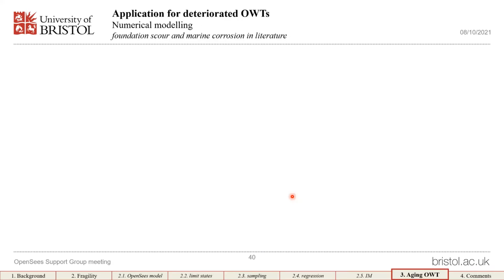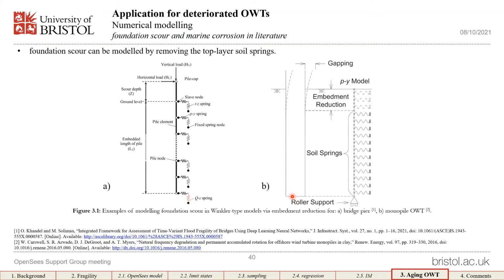Now that we have finally completed our assessment for multi-hazard fragility, I'll be presenting this very quick application for aging offshore wind turbines. The modeling of aging in our case involved two aspects, namely the long-term foundation scour and tower corrosion. Firstly, foundation scour was modeled in our Winkler type model as embedment reduction. So soil springs were gradually being removed close to the surface of the soil, which is the seabed.